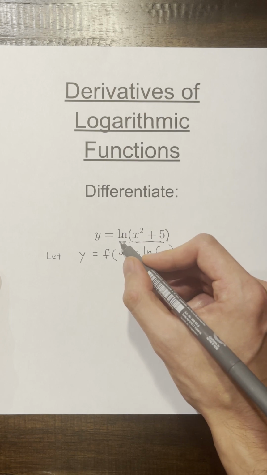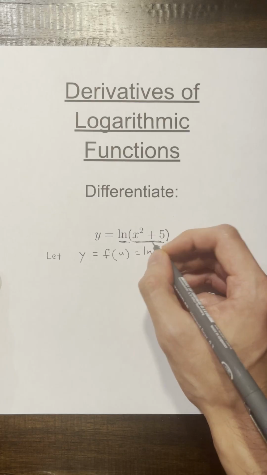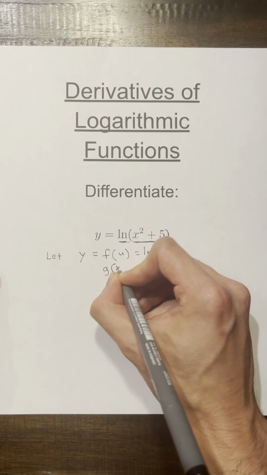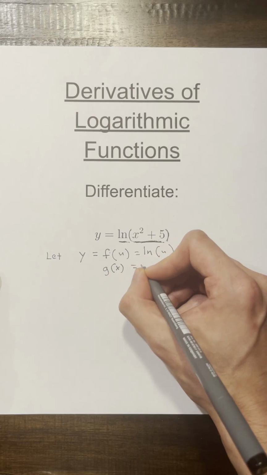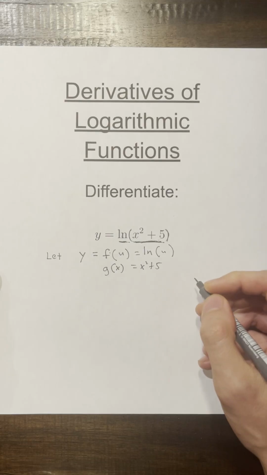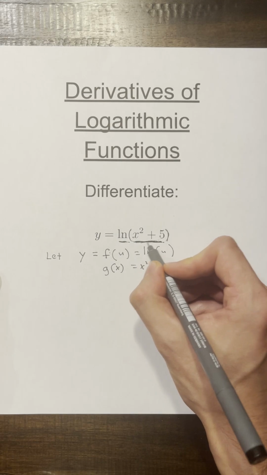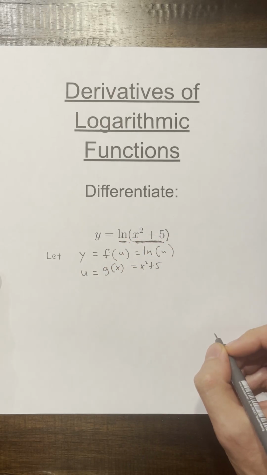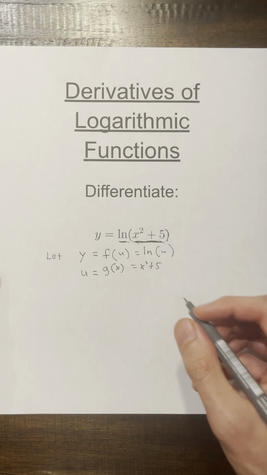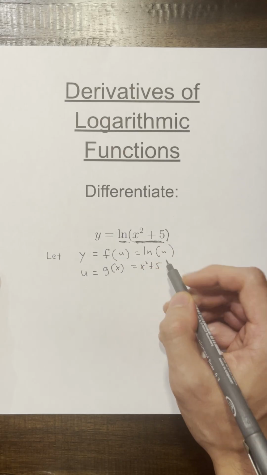So earlier I said the outside function was going to be f, and the inside function was going to be g. Okay, so this is g. So we've got g of x equals x squared plus 5. But earlier we also said that this was u. Now, what happens if I go to this equation and I change all the u's to g of x?